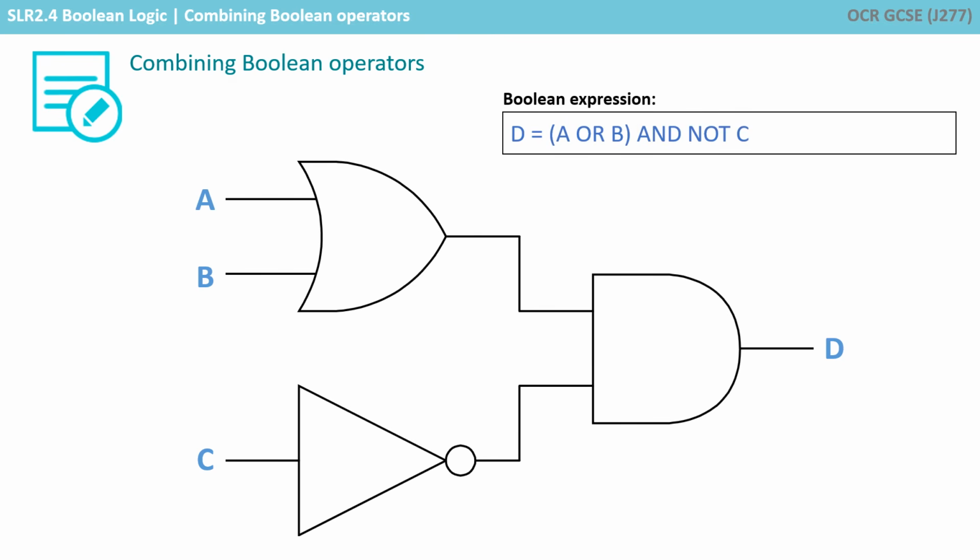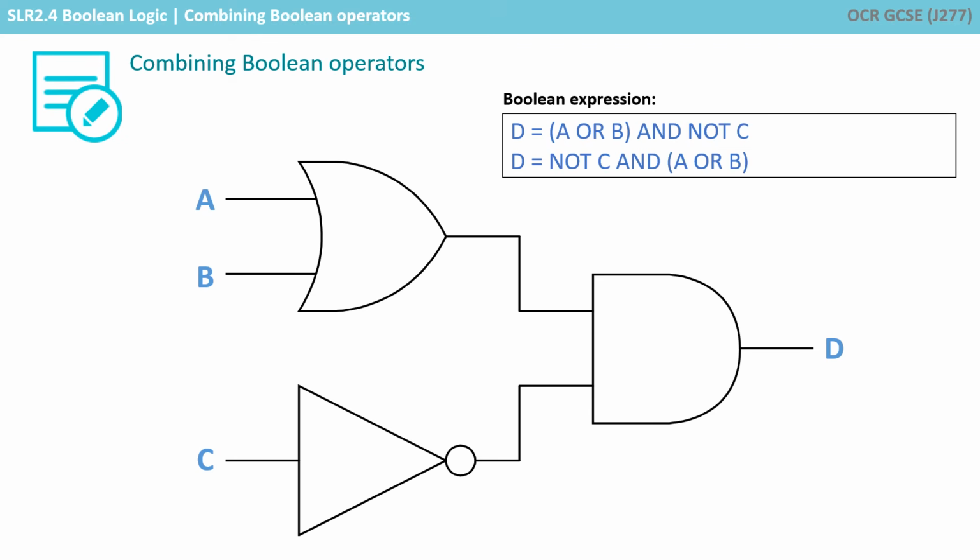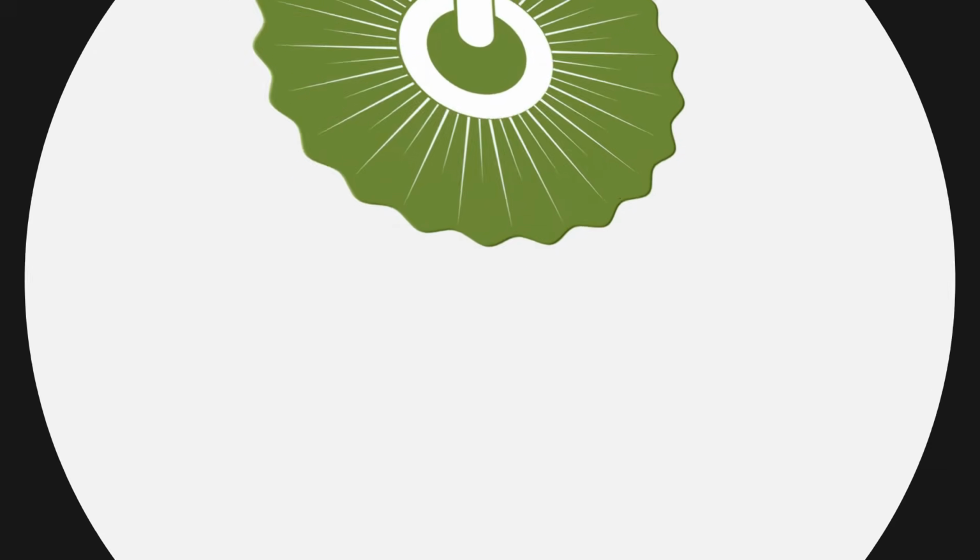Okay, so how did you do? You should have got something like the output D is equal to A or B and not C. Of course, you could have written this another way. It's exactly the same as saying D equals not C and A or B. Either is correct. They mean the same thing.